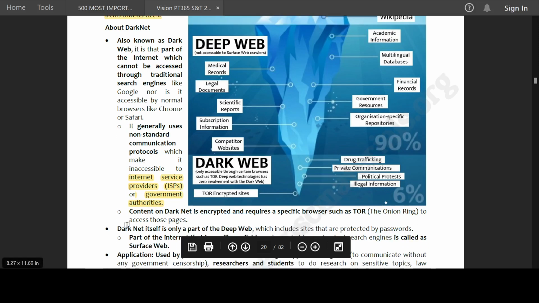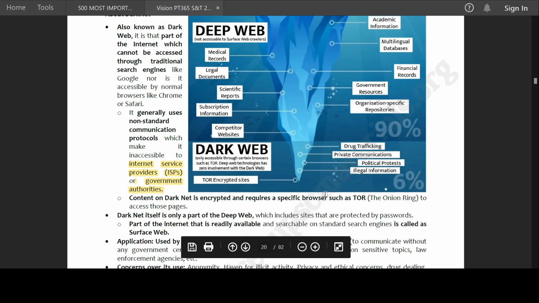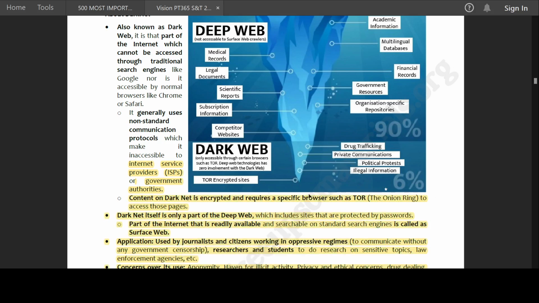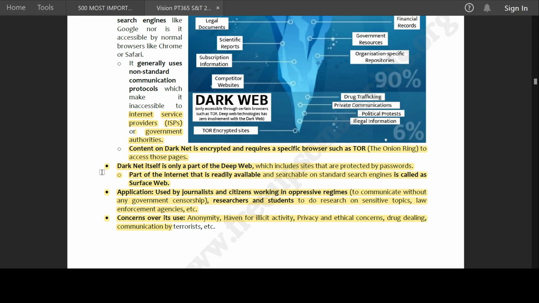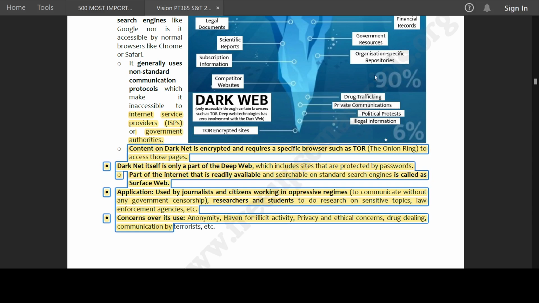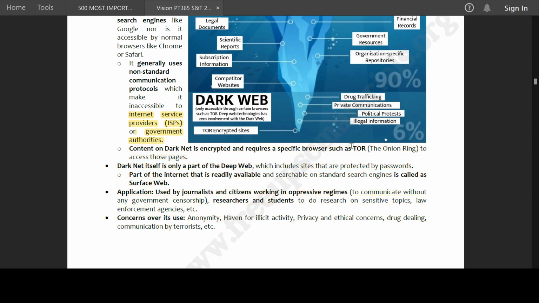Content on the darknet is encrypted and requires a specific browser such as Tor, the Onion Router, to access those pages. Darknet is itself only a part of the deep web, which includes sites that are protected by passwords.